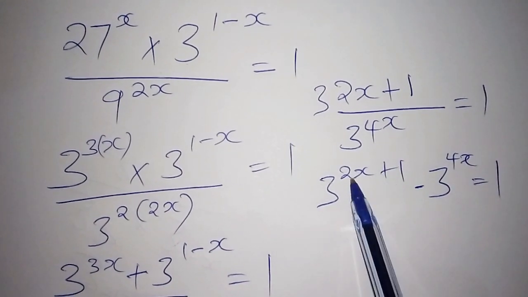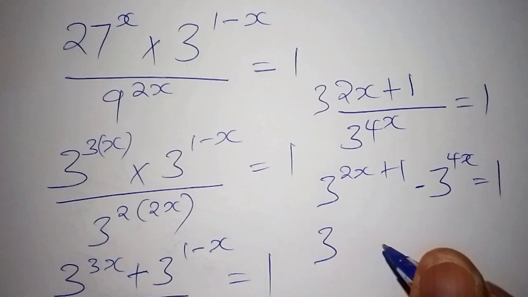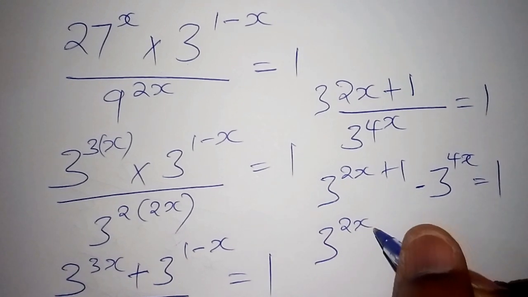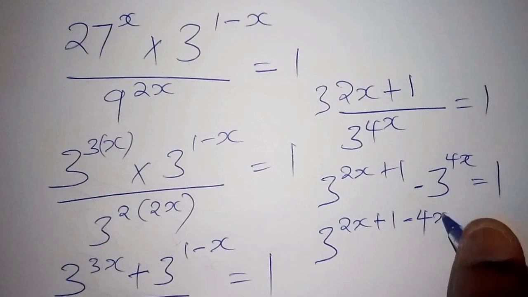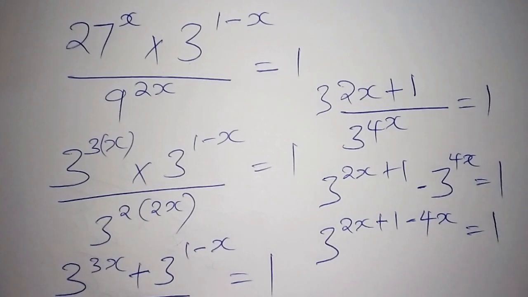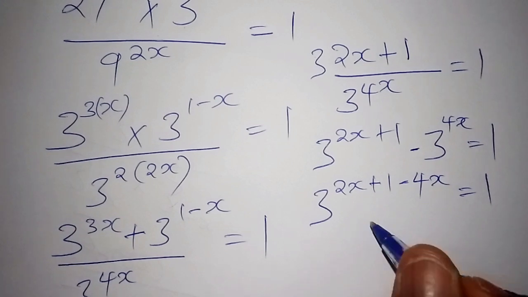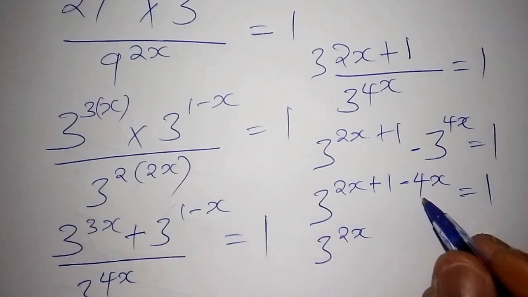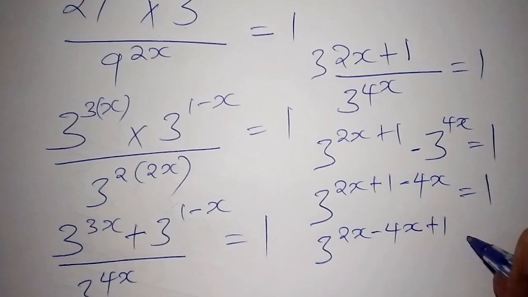So let's work out all of this. So here now we shall have 3 to the power of 2x, so 2x plus 1 minus 4x, which is equals to 1. So when you work out this part, now what shall we have? So we shall have 3 to the power of 2x, so 2x minus 4x, then plus 1 is equals to 1.